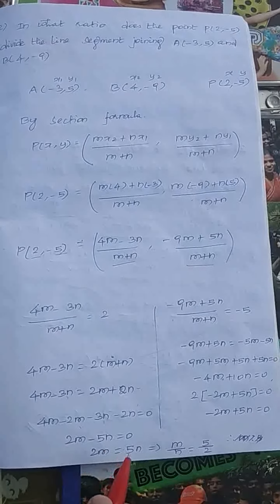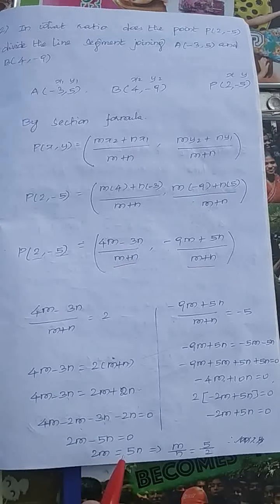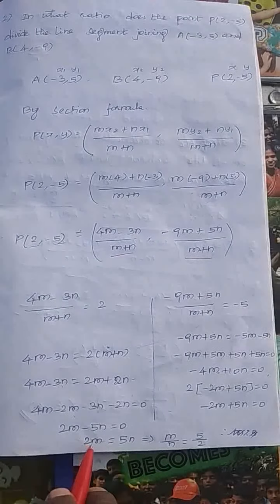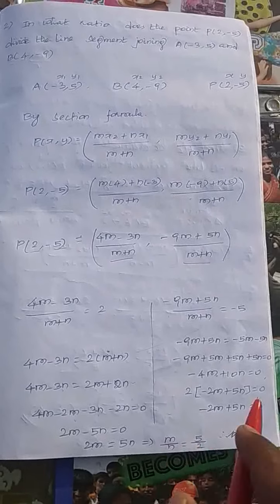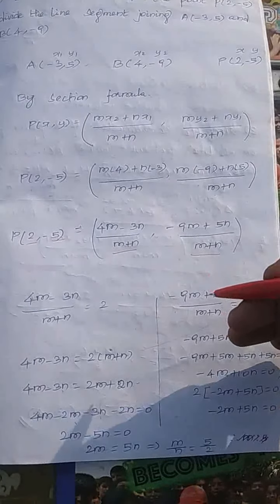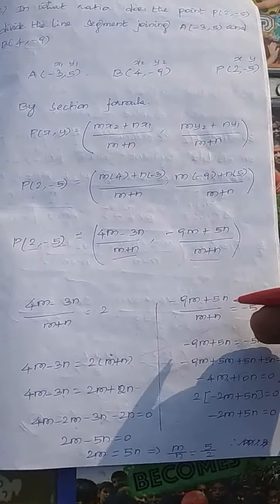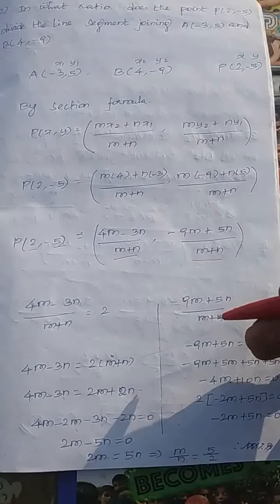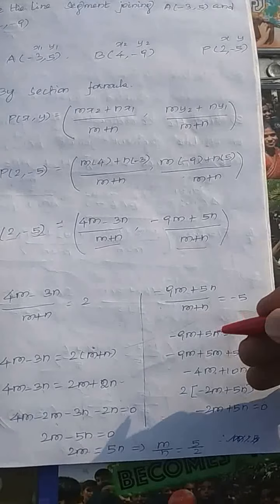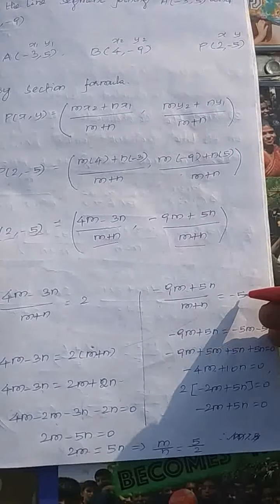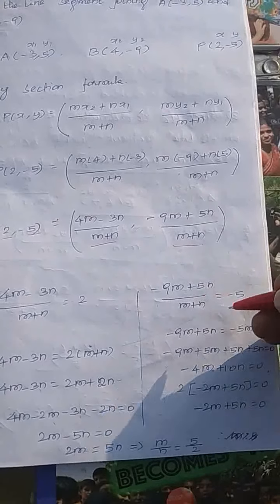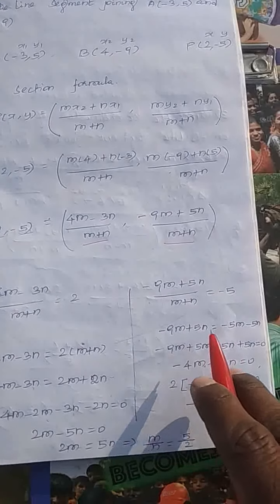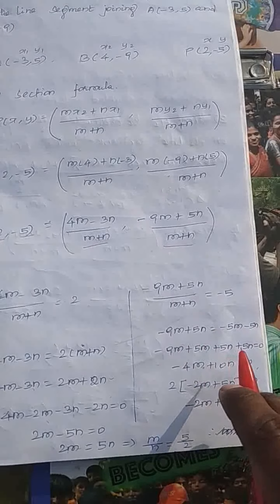So 2m equals 5n, so m by n equals 5 by 2, because we divide by 2. So m by n equals 5 by 2. After that, the second part: (minus 9m plus 5n) divided by (m plus n) equals minus 5. So minus 9m plus 5n equals minus 5 of (m plus n). Minus 5 into m is minus 5m, and minus 5 into n is minus 5n. So minus 9m plus 5m, and plus 5n plus 5n, equals 0.